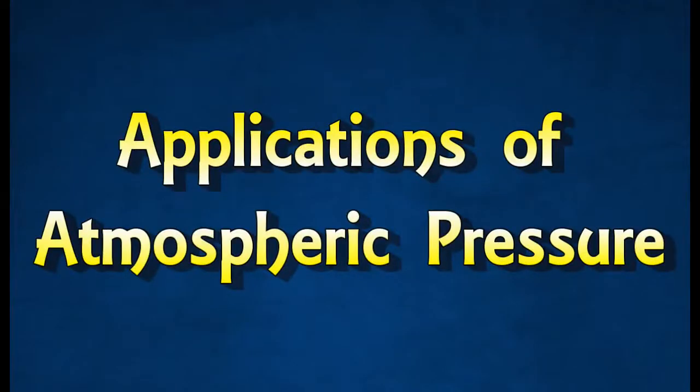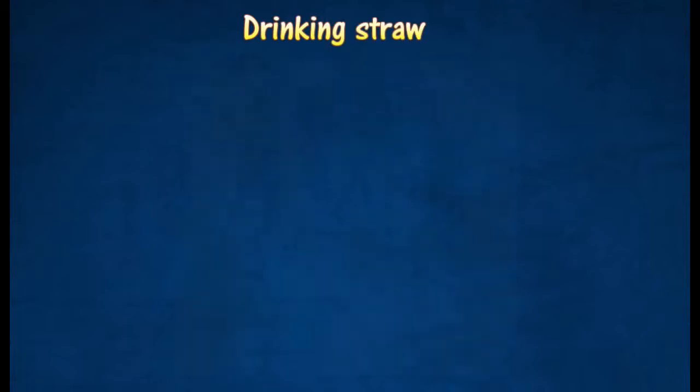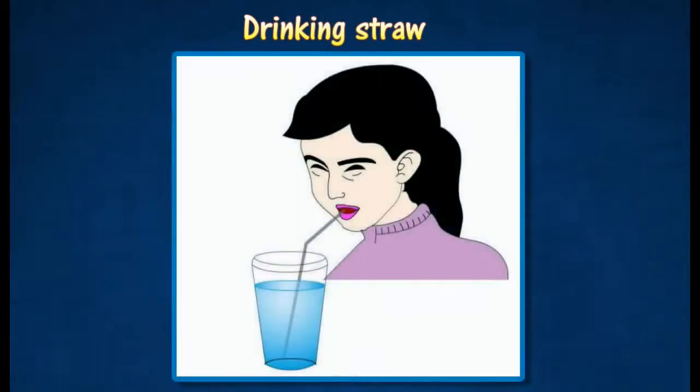Applications of atmospheric pressure. The diagram shows a person drinking with the help of a straw. When air is sucked out from a drinking straw, the air pressure inside becomes lower. The higher atmospheric pressure, acting on the surface of the drink, pushes the drink into the drinking straw, and enables it to be sucked into the mouth.